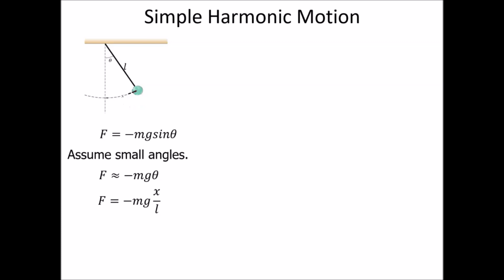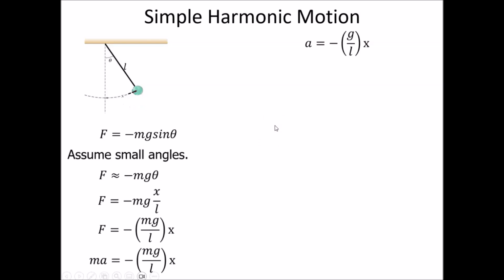We know that theta is the arc length divided by r, which is L in this case. So we have negative mg over L times x. Now think about what F is. F equals ma. Now let's divide both sides by the mass, and I get a equals negative g over L times x.